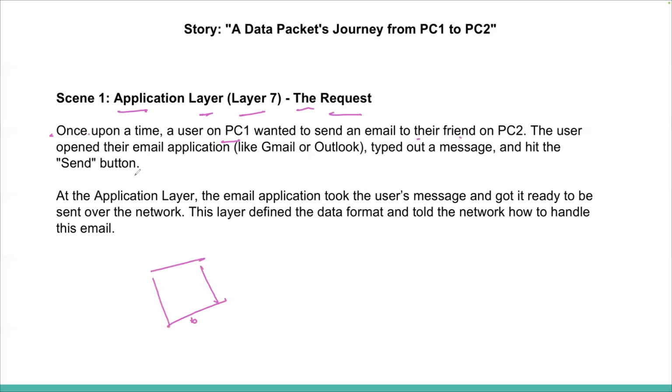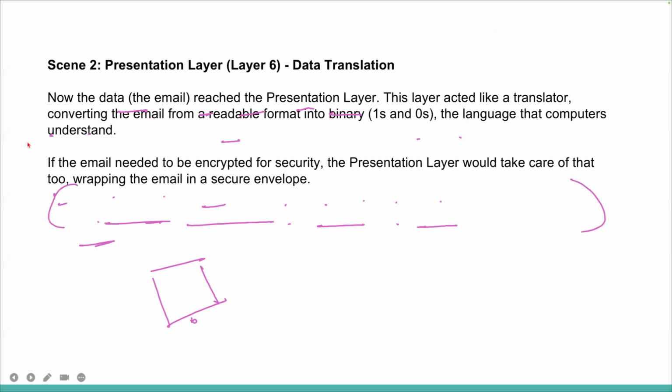Now, once he hits the send button, your application layer triggers. At the application layer, the email application took the user's message and got ready to send it over the network. This layer defines the data format and tells the network how to handle this email. So the application layer starts first, followed by the next layer, which is the presentation layer.